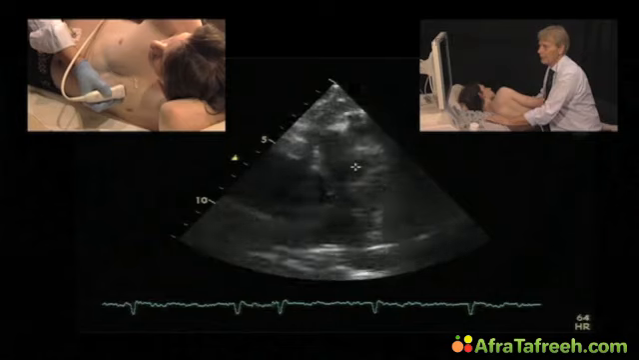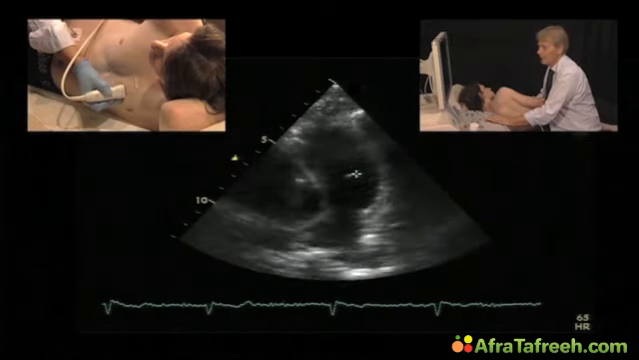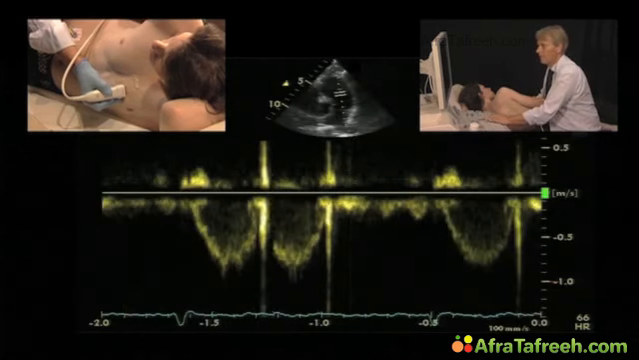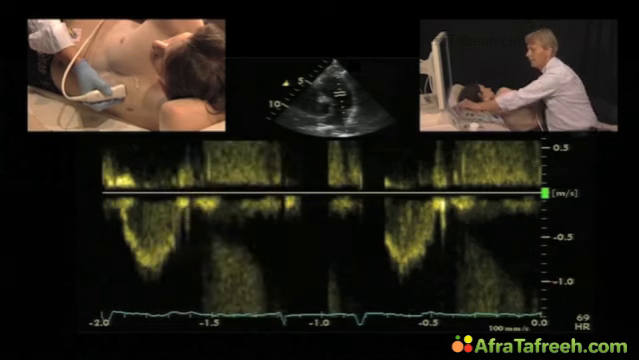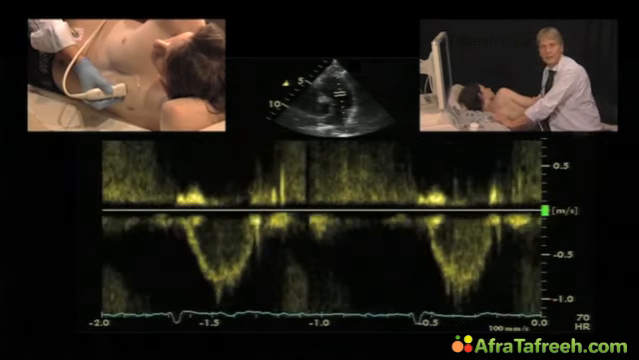Then we place the pulsed wave Doppler spectrum not in the RVOT, somewhere here. And I would personally also not put it here, but I would put it right exactly in the valve. So this is where I would put the pulsed wave Doppler signal. And then optimize the view. And you can perform all the measurements you would like to perform.